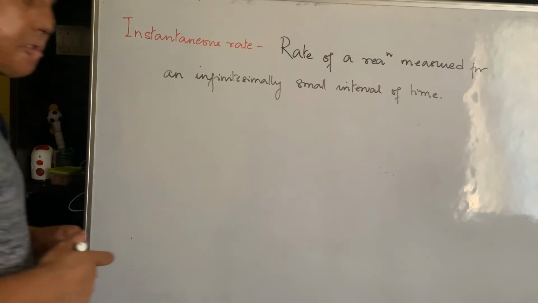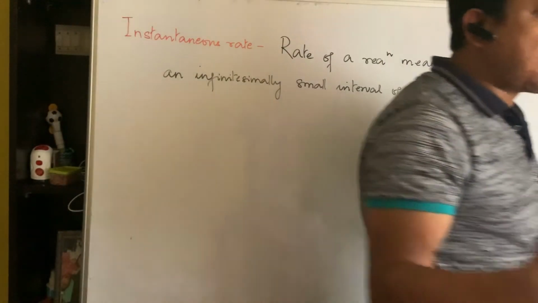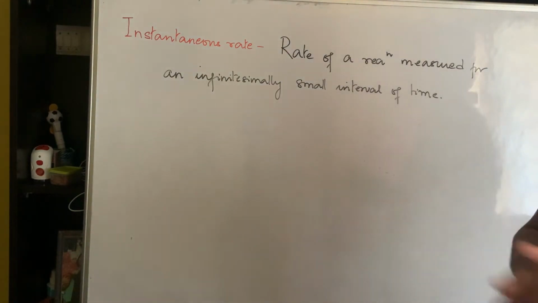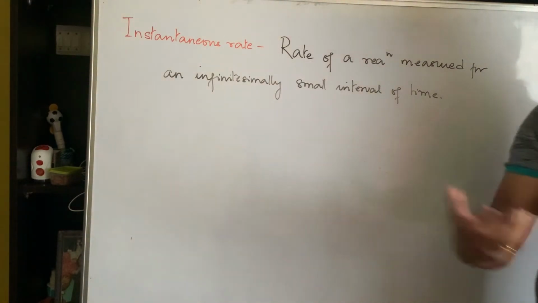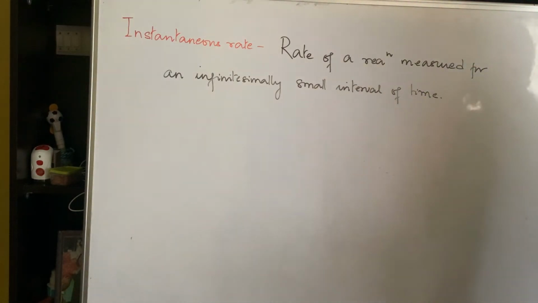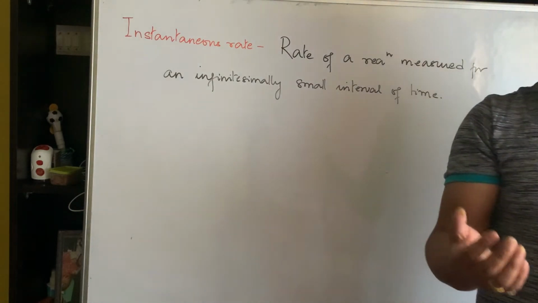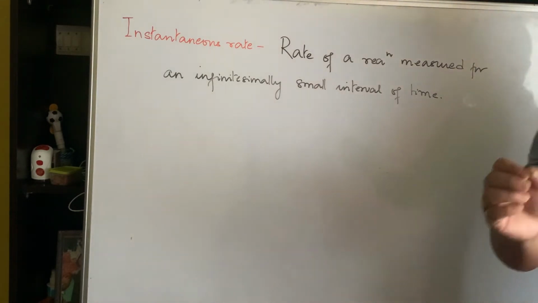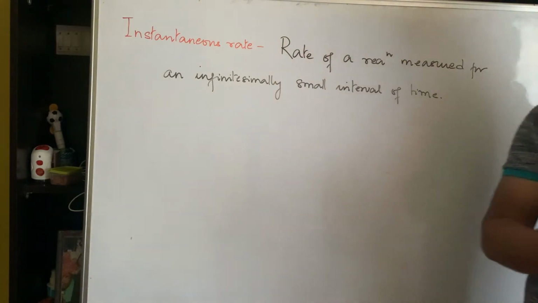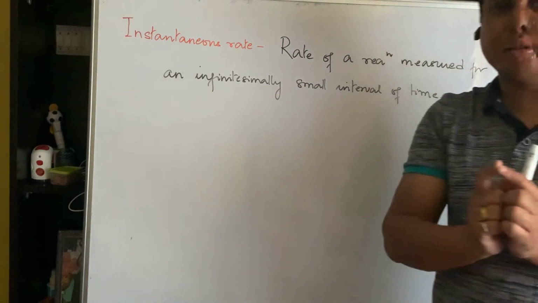Say a reaction is going on. If someone asks to calculate the rate of a reaction between the 25th and 30th second, that will be an average rate. But if someone tells you to calculate the rate of a reaction at, say, the 24th second, at that particular time, so we know time cannot be constant, it changes, that would be an instantaneous rate. The time interval is very small.